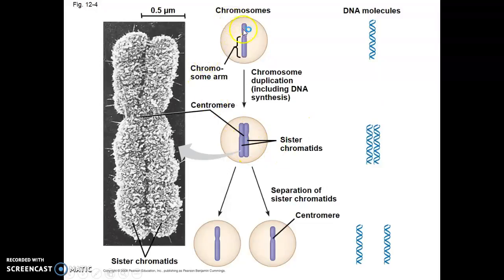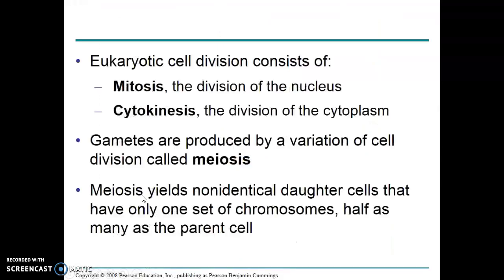Now, for example, you have the chromosome's arm. The chromosomes duplicate first, including DNA synthesis. Then the sister chromatids form after they duplicate. Then comes separation of sister chromatids. This is the centromere again. Each of them has a centromere. This is an example of sister chromatids.